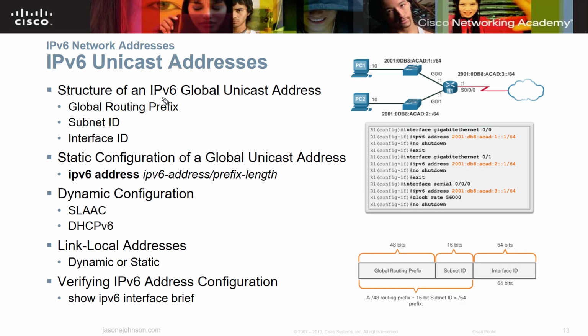Now, with the structure of a v6 global unicast address, you have your global routing prefix, you have your subnet ID, and an interface ID. And subnetting allows you to then subnet that out so you can have local LANs that don't see each other. You have a static configuration of a global unicast address. That's the v6, and this is on a router. We're looking at the router here.